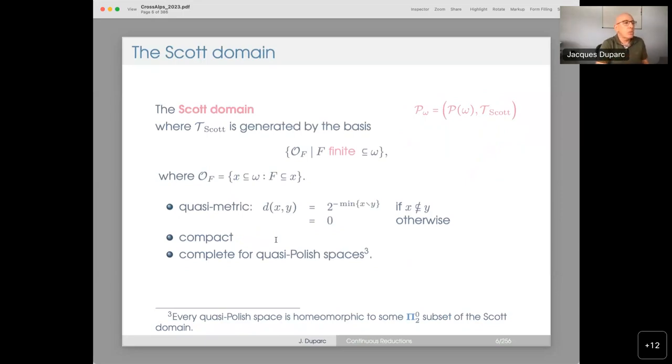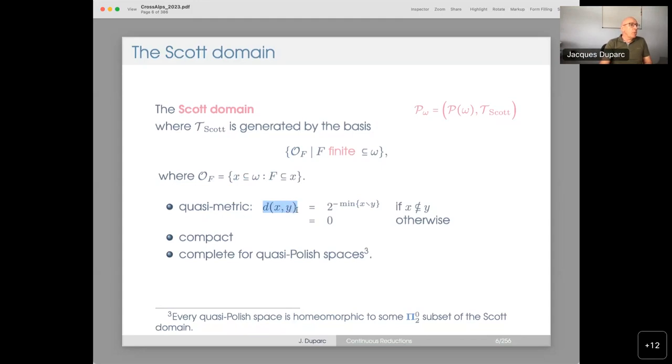If I compare this to the Scott domain, well, the Scott domain is the set of all the subsets of the integers equipped with the Scott topology. So what is this Scott topology? It's the one generated by the following basis. Given F some finite set of integers, O of F is the set of all subsets of the integers that extend F. So it's very similar in a sense to the Cantor topology. On one side, you have a finite sequence and every sequence that extends this one. Here you have a finite set and every set that extends this one.